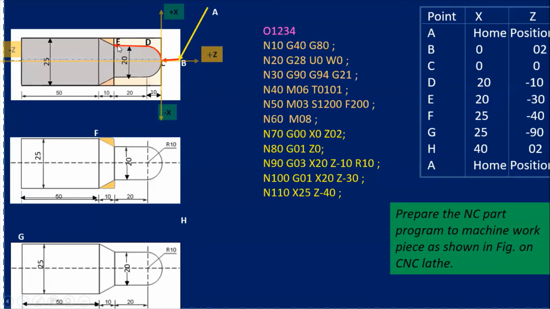After that, your next block, you can see X25, Z minus 40, means from the E position, E to F, the tool will move. So I have put the coordinates of F. So here the taper turning operation will take place.